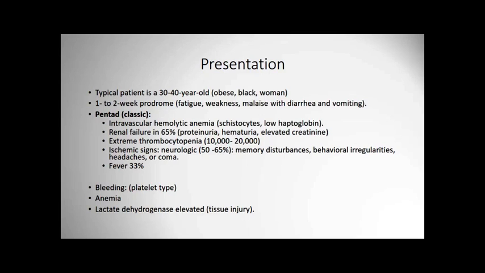Ischemia in the brain, neurologic signs that can appear in 65% of the people. Memory disturbance, behavioral irregularities, headaches, coma. Sometimes we can't even think, oh, this person maybe is under a drug, maybe this person is doing this, she's crazy, or he's this, and we don't realize what is really going on. And some of them will have fever, only 33%, anemia, bleeding of the platelet type, and something that we can do to determine, it's not specific for TTP, elevated lactate dehydrogenase, which simply means these persons have tissue injury. LDH is an enzyme that tells us that there is tissue injury somewhere.